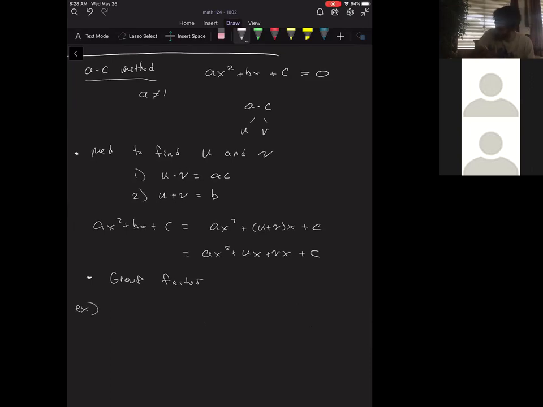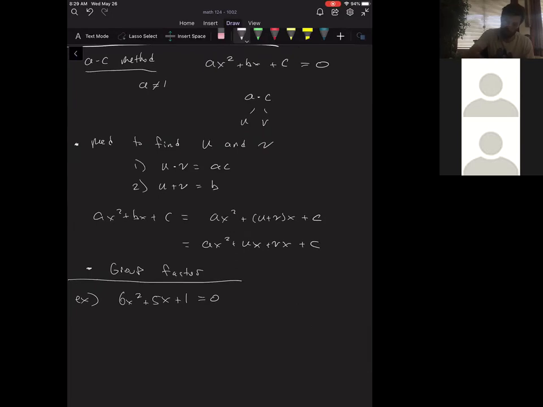So we want to solve 6x squared plus 5x plus 1 is equal to 0. We want to factor this left-hand side. We need to use the AC method because we have ax squared plus bx plus c is equal to 0, and the a in front of x squared is not equal to 1. In this situation, our a is equal to 6. So in the AC method, what we have to do is multiply a and c together. Let's write it.